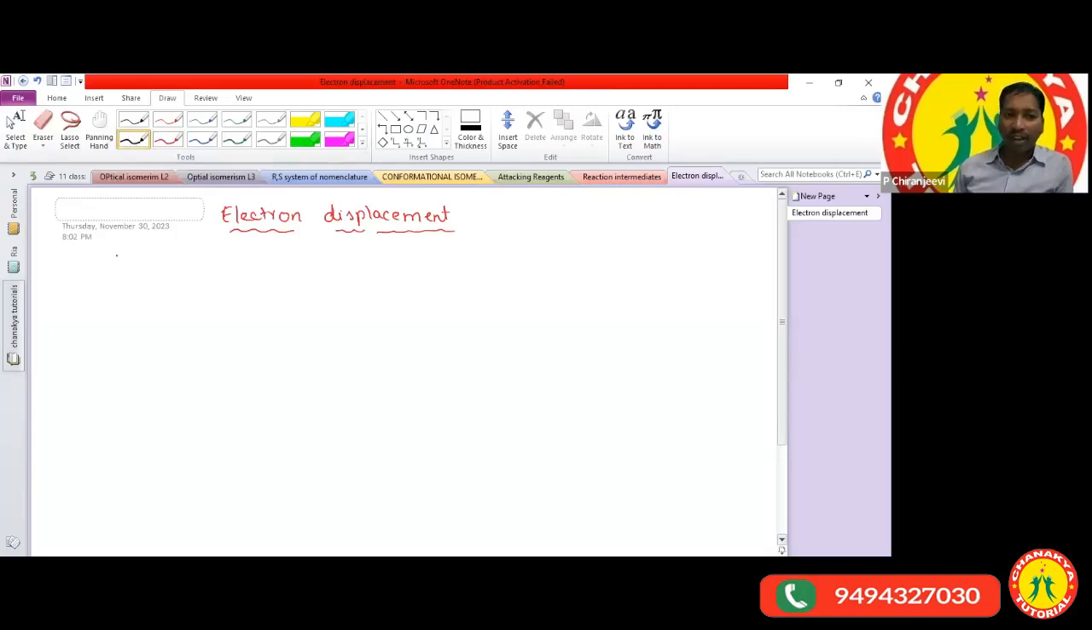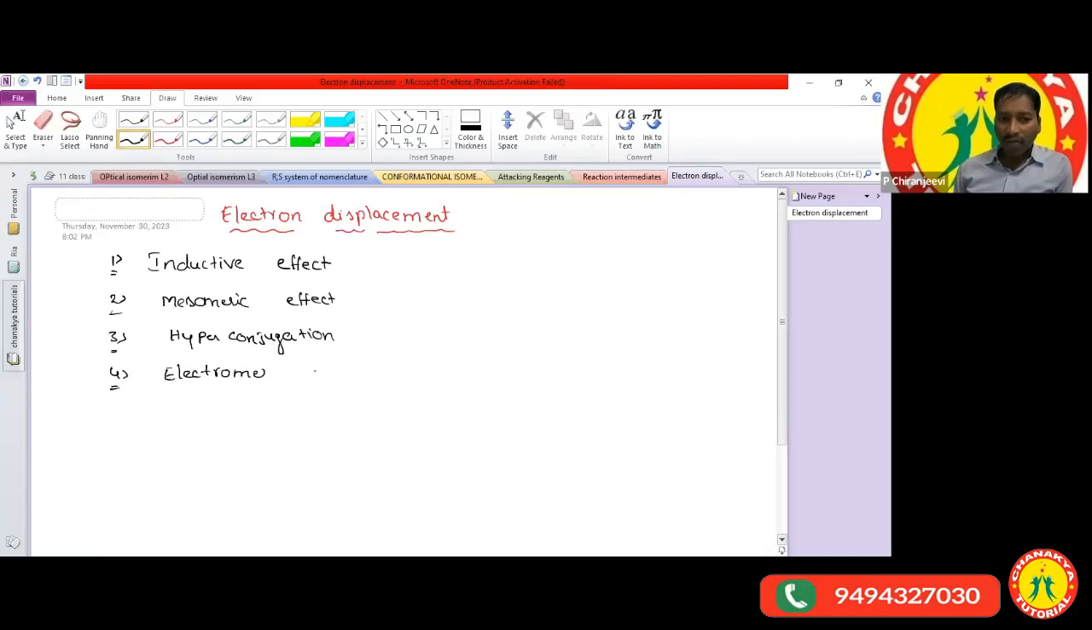In that, the first one is called the inductive effect. The second one is the mesomeric effect. The third one is hyperconjugation. And the fourth one is the electromeric effect.